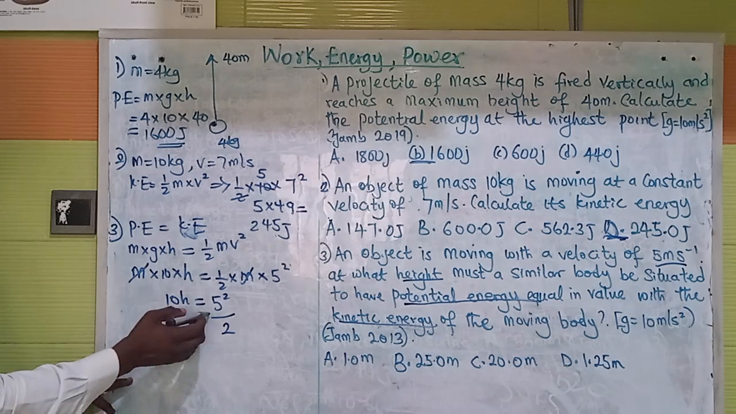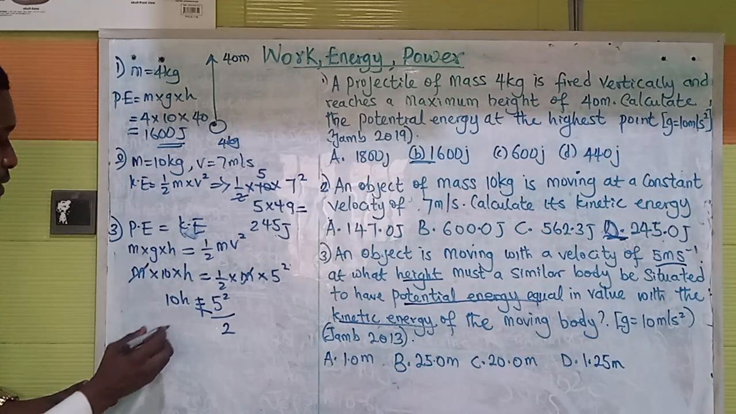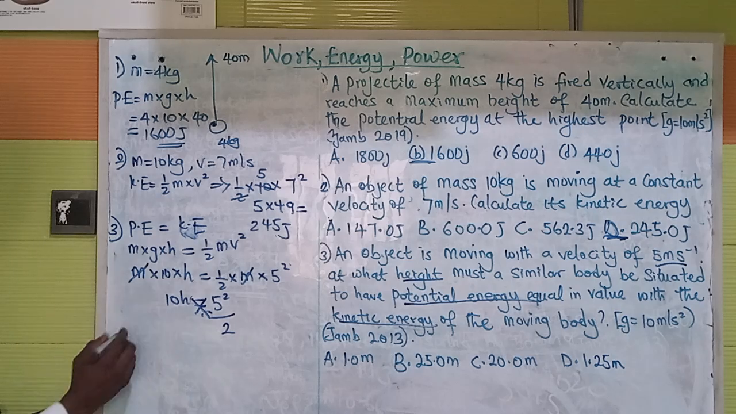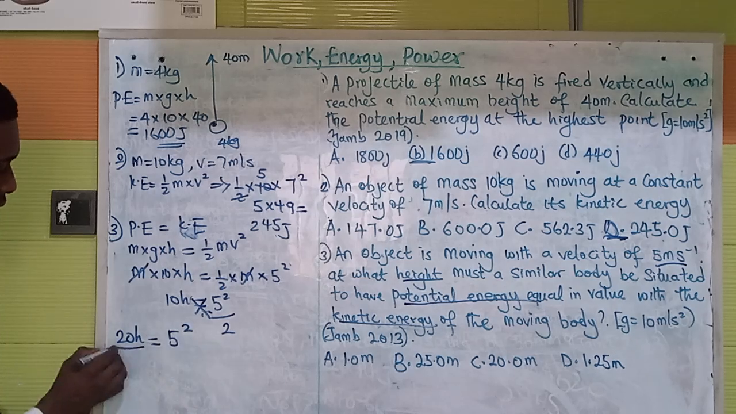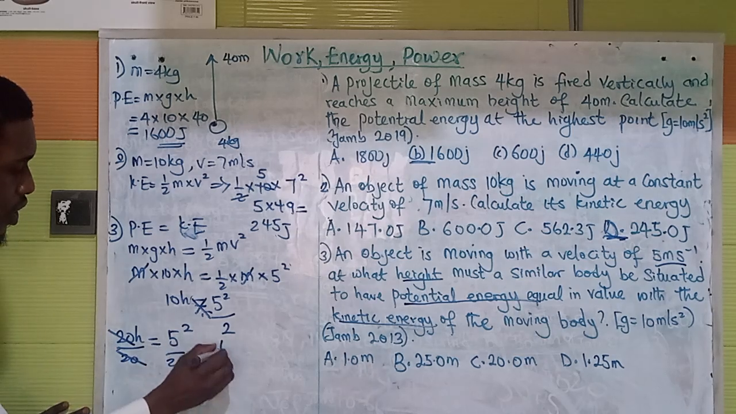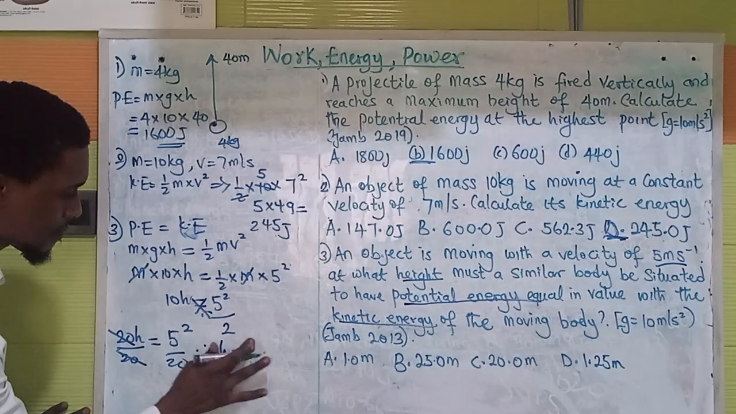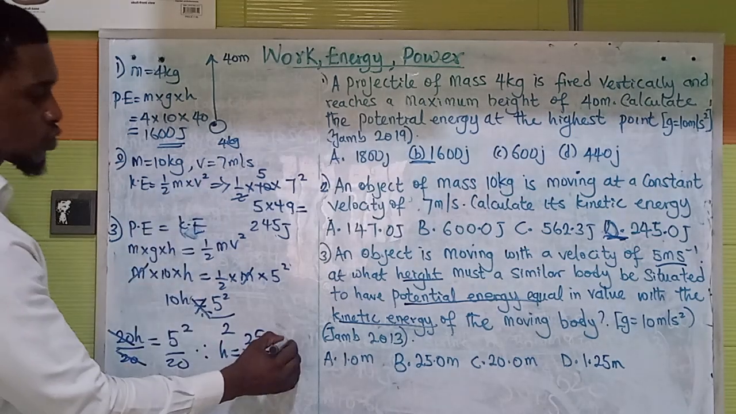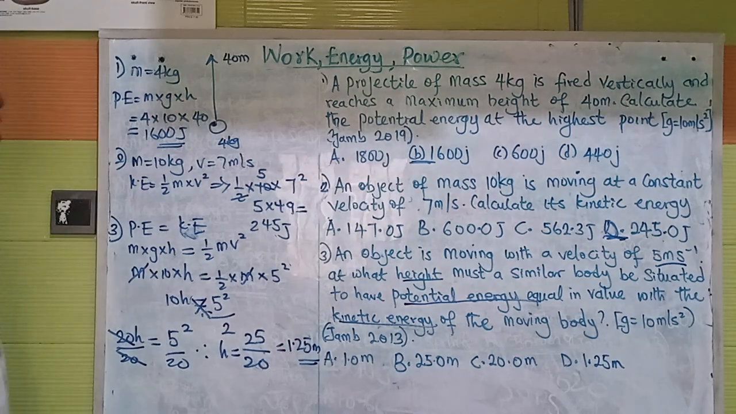So you cross multiply to make h the subject. Let me write it well. 2 times 10 is 20, so 20h is equal to 5 squared. Divide both sides by 20, and this cancels this. Therefore, h is equal to 5 squared, which is 25, divided by 20. If you do this, you are going to get 1.25 meters as your height.